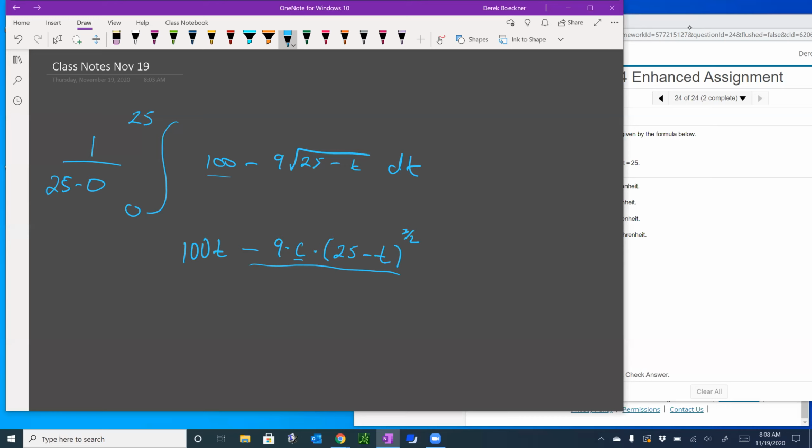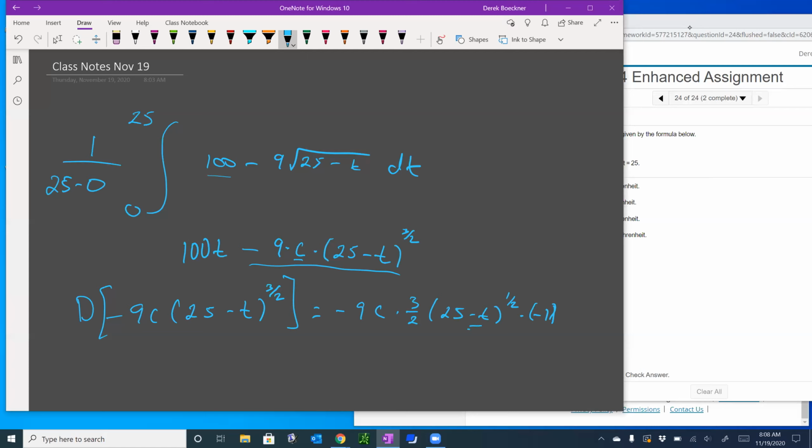Okay, so minus 9c times 25 minus t to the 3/2. If I take the derivative of that, that's going to be minus 9c times 3/2 times 25 minus t to the 1/2 times minus 1 from the chain rule, right? Because I have to do the chain rule on that minus t bit.